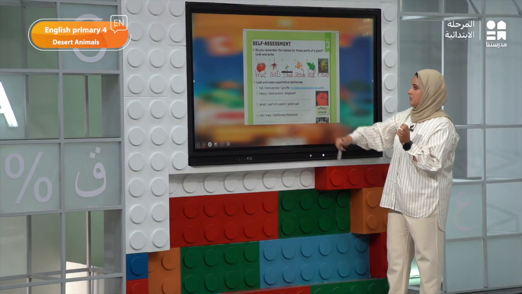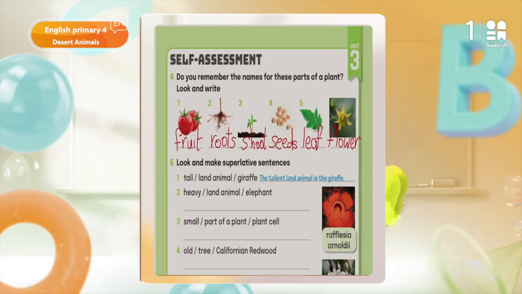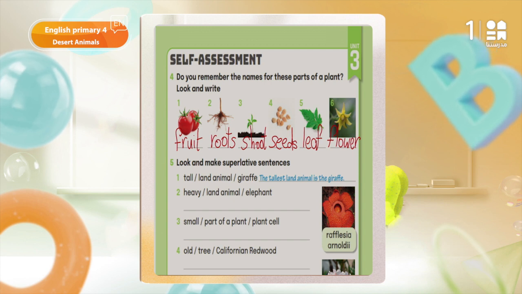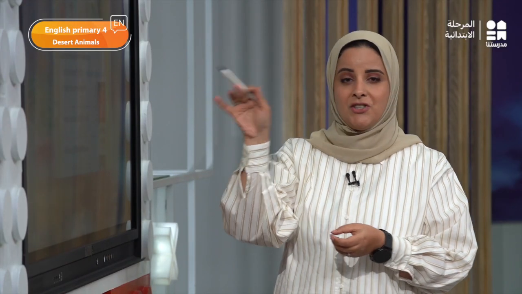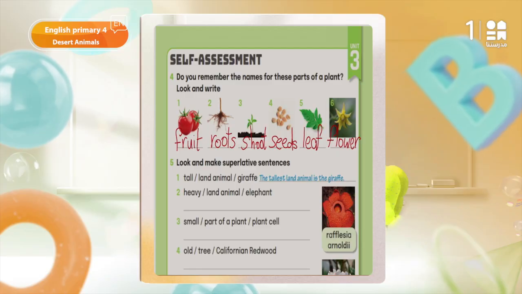Okay, so number 5, look and make superlative sentences. Number 1 was already done for you. Tall, land animal, giraffe. Where is the adjective here? يعني ايه adjective؟ يعني كلمة بتوصف. Very good. The word tall here is the adjective. لما اجي اعمل superlative form بستخدم ايه؟ بستخدم حاجتين.